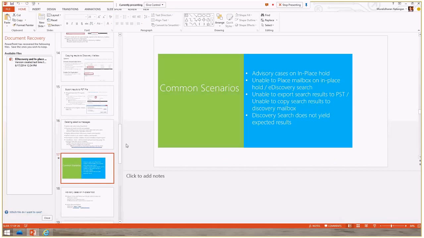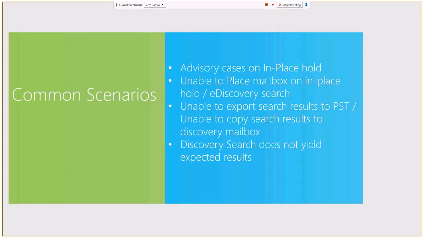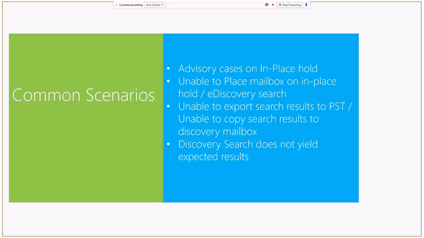So we covered most of the concepts with eDiscovery and in-place hold. Now we'll quickly look into the common scenarios that we see in support, some of the cases that we get, and how we go about troubleshooting them. It would be helpful to you as well. Before you give us a call on some of these issues, you can perform these actions and try to figure out what might be the problem.